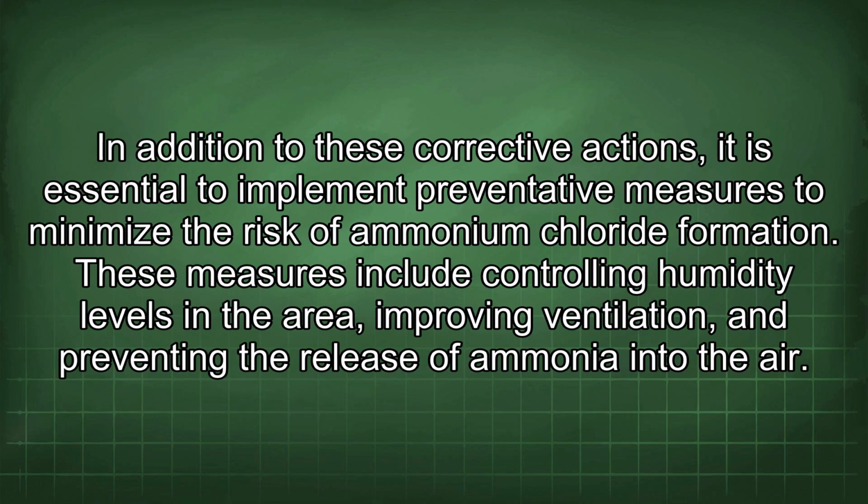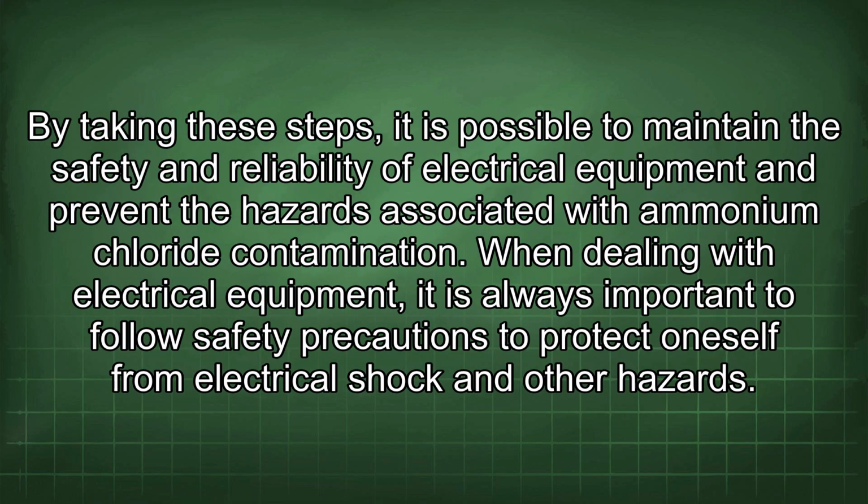In addition to these corrective actions, it is essential to implement preventative measures to minimize the risk of ammonium chloride formation. These measures include controlling humidity levels in the area, improving ventilation, and preventing the release of ammonia into the air. By taking these steps, it is possible to maintain the safety and reliability of electrical equipment and prevent the hazards associated with ammonium chloride contamination.